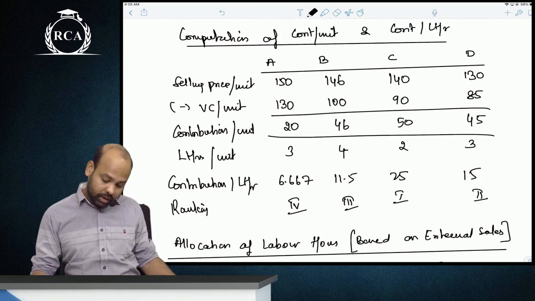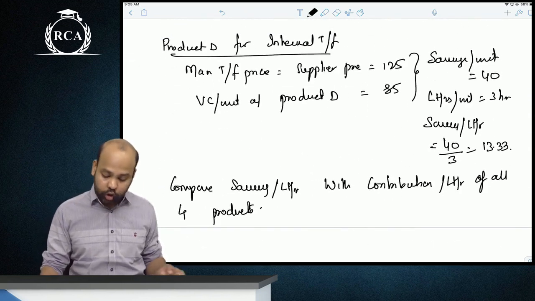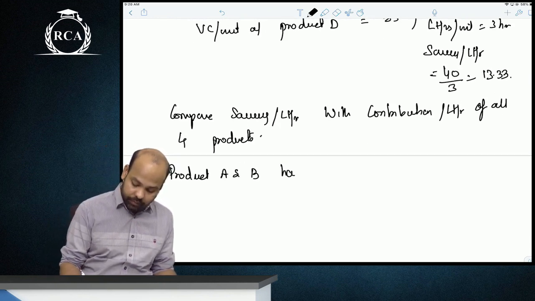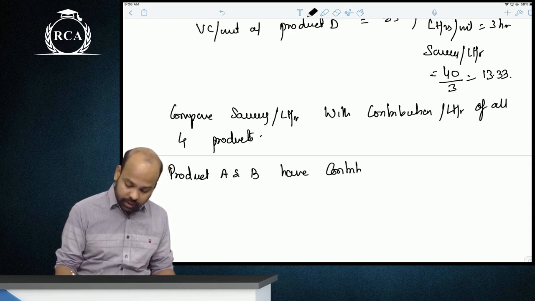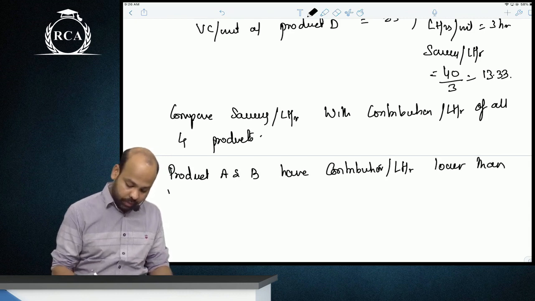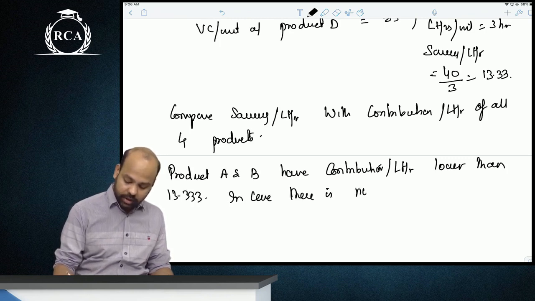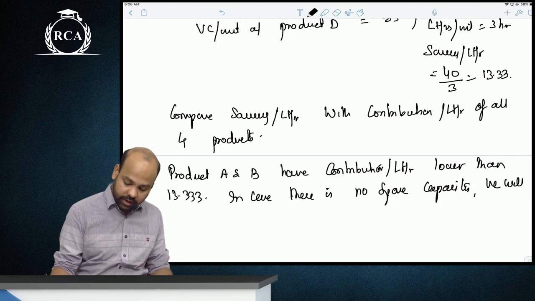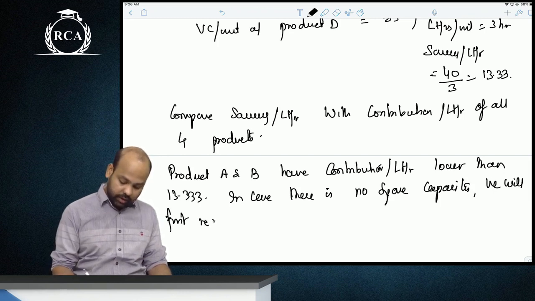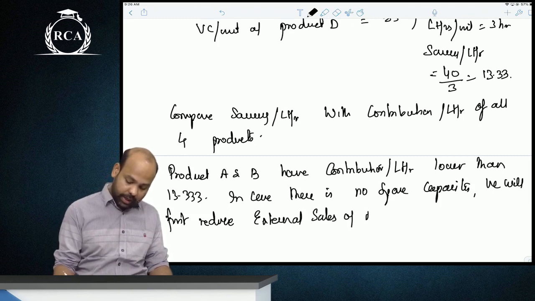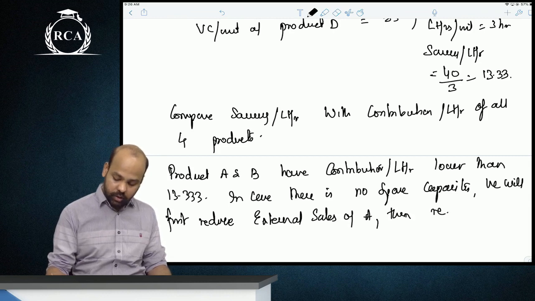Product A and B have contribution per labor hour lower than 13.33. So in case there is no spare capacity, we will first reduce external sales of product A, the least contributing product. In spite of that, and then reduce external sales of product B.